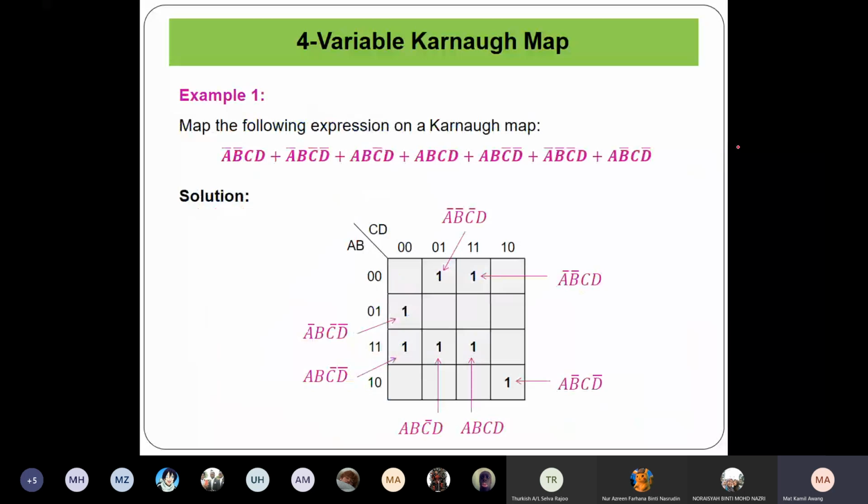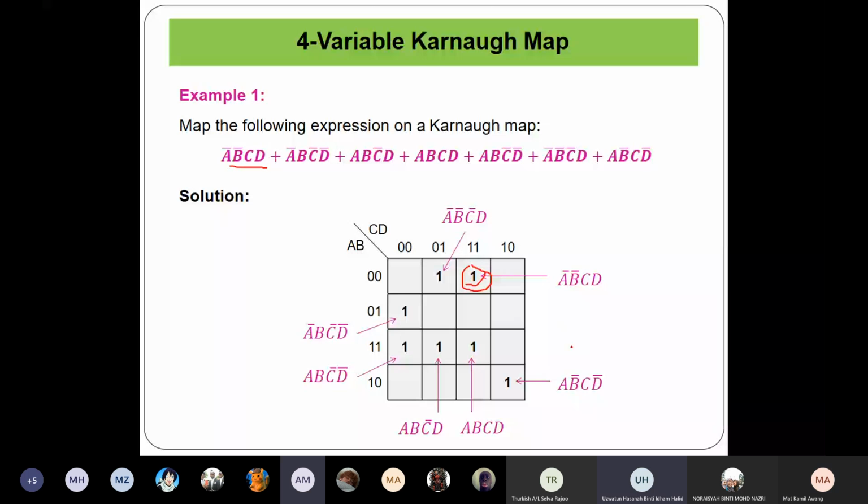Okay. Let's say you have this expression. This is actually the SOP expression, right? Sum of product. This is the product, so it's sum of product. So how many terms do we have? 2, 4, 6, 7 terms. Now, the first one, A bar, B bar, C, D. So A bar, B bar is this, 0, 0, and CD is 1, 1. So basically this is the term. So you write 1 here for this.